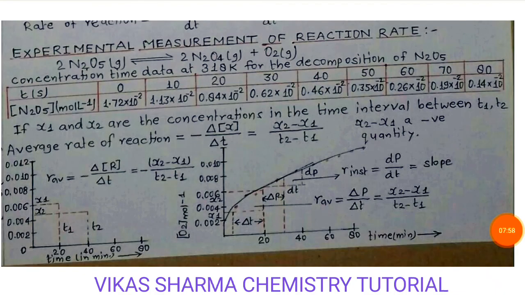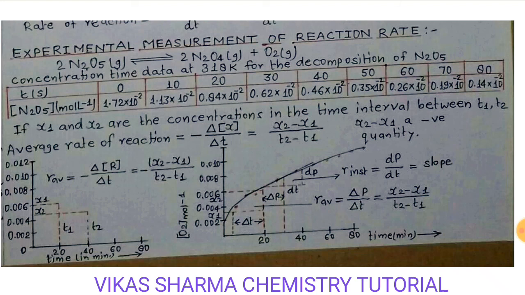Student, if we take an experimental measurement of a reaction rate, for example 2 moles of dinitrogen pentoxide decompose into 4 moles of nitrogen dioxide and 1 mole of oxygen gas. A chart is given on the display, concentration-time data at 318 Kelvin for the decomposition of dinitrogen pentoxide. Time is 0, 10, 20, 30, 40, 50, 60, 70 and lastly 80 seconds. And these are the concentrations of dinitrogen pentoxide: at 0 seconds it is 1.72 into 10 to the power minus 2, and at 80 seconds only 0.14 into 10 to the power minus 2 remains.